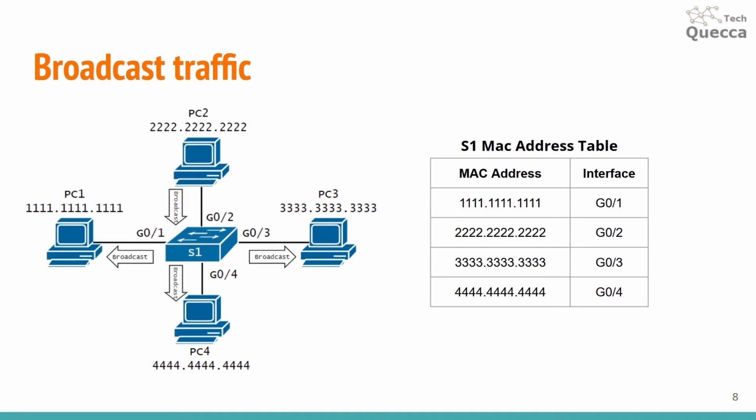What about broadcast traffic? For example, host 2 needs to transmit a broadcast request. It sends a broadcast frame to the switch, and the switch forwards this traffic to all its ports.